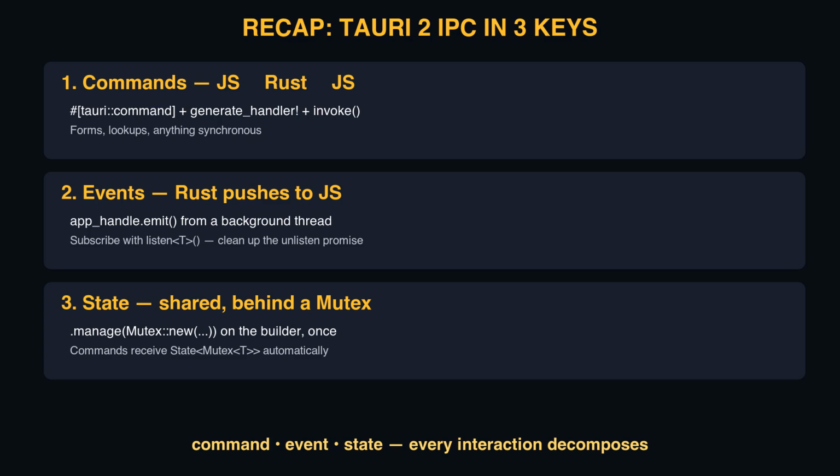2. Events. From Rust, app_handle.emit. From JS, listen of T, and clean up the unlisten promise. Rust pushes, JS subscribes. 3. State. Wrap in a Mutex, .manage on the builder once. Every command that takes State of Mutex of T receives it automatically. No globals.